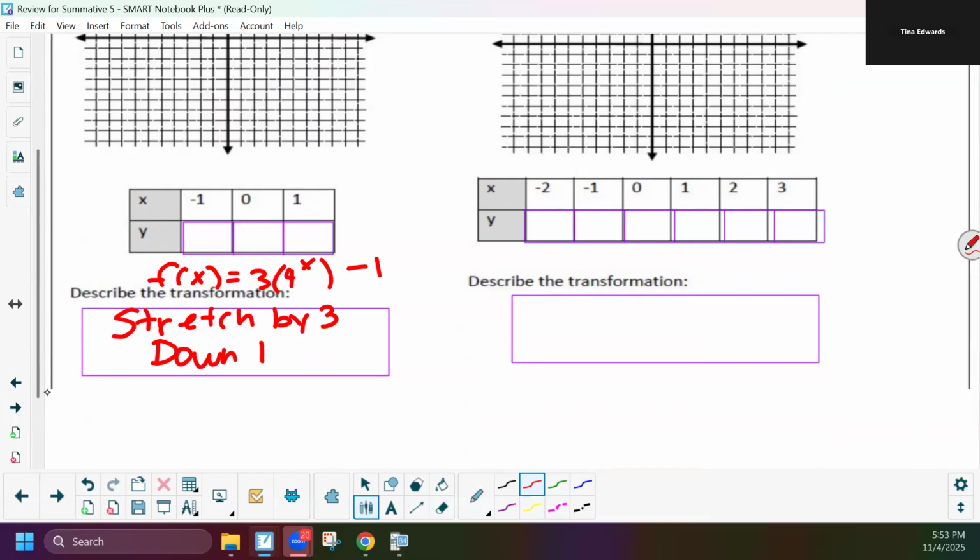This one over here, the function was f of x, 2 to the x plus 3. This one, 2 to the x, is the parent function. The only thing that happened was this went up 3.